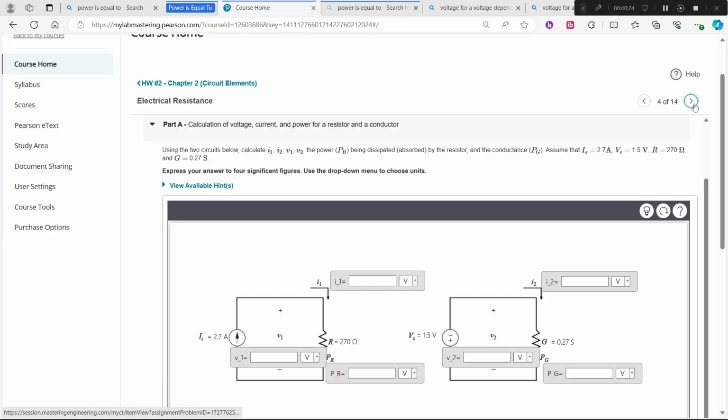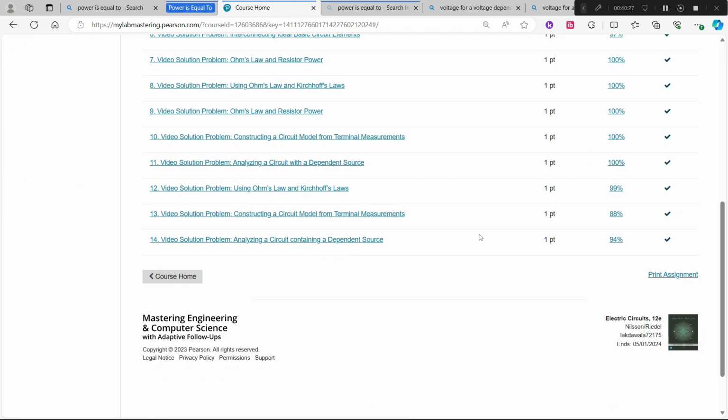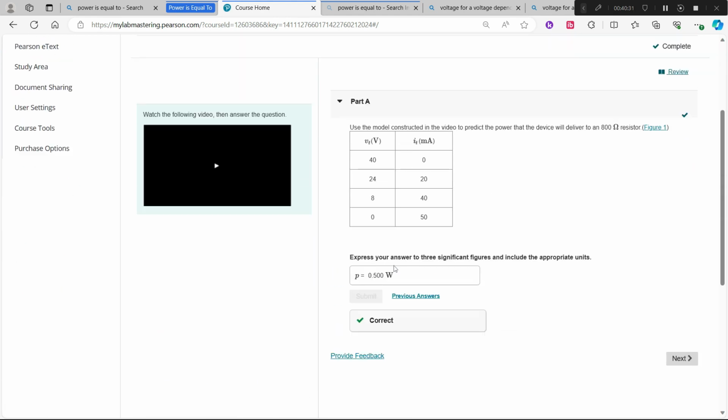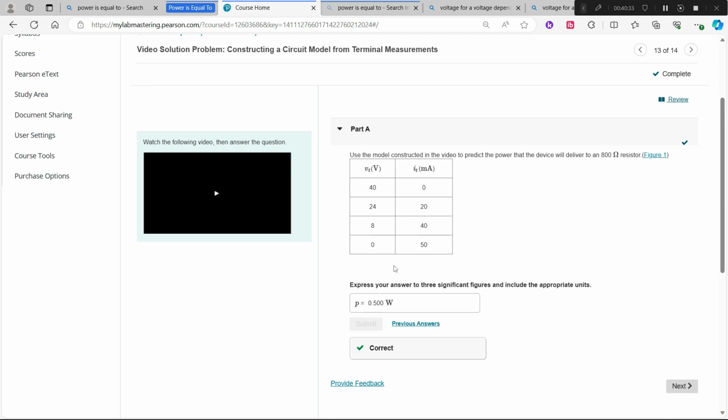Okay. Alright. Since I don't have enough time for the other ones, I'll do 13, which makes sense to me now. So, if you look at the figure, right?